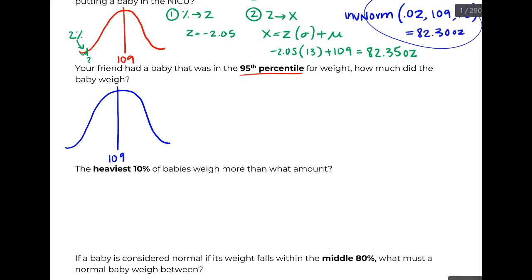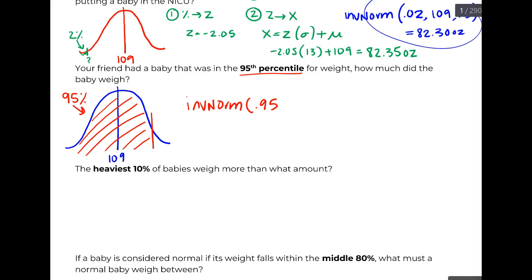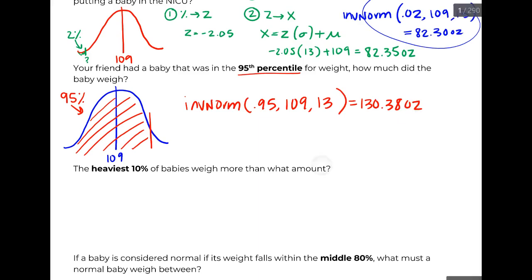95th percentile means that this baby is heavier than 95%. Percentiles are one of the easier things to deal with because they're just giving you a left side percent. So inverse norm, 0.95, 109, 13, which gives us 130.38 ounces.